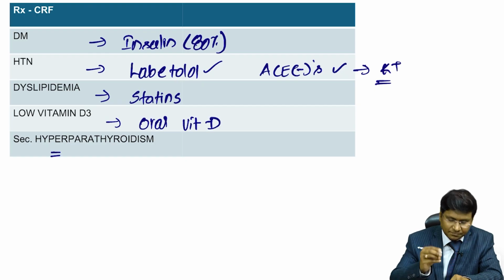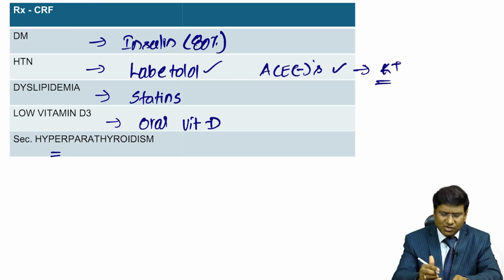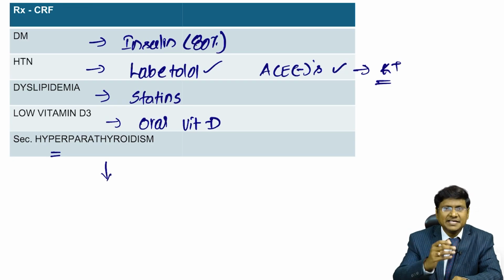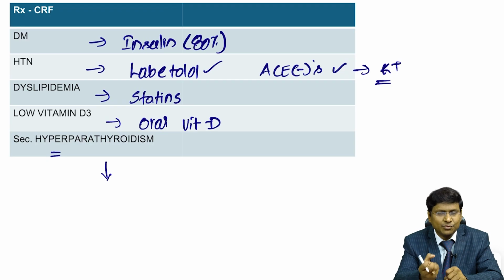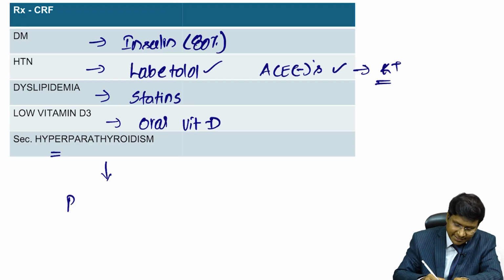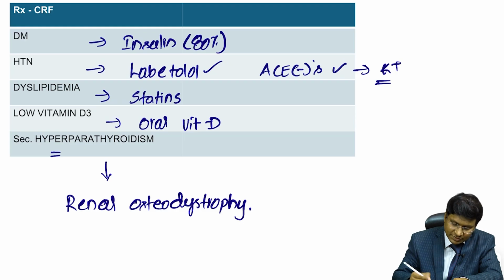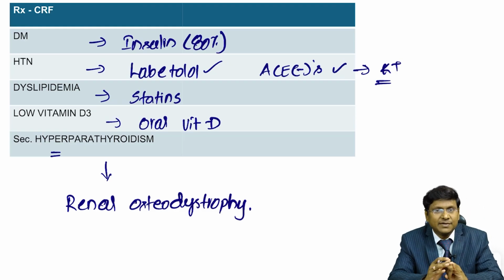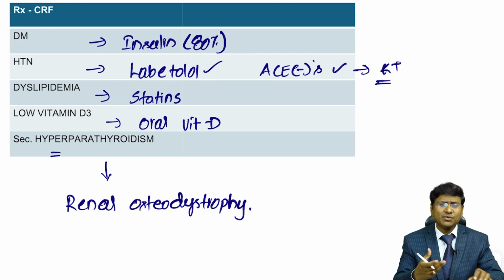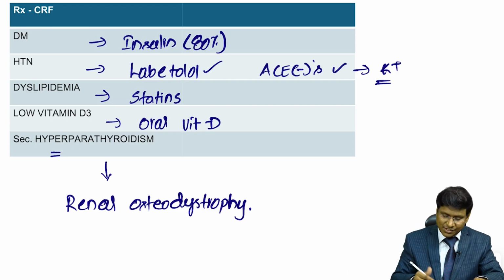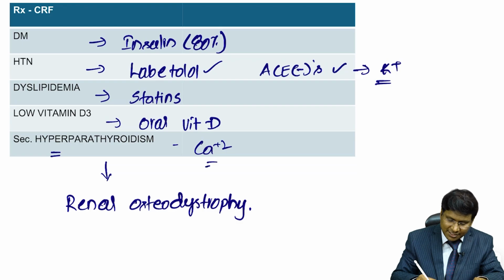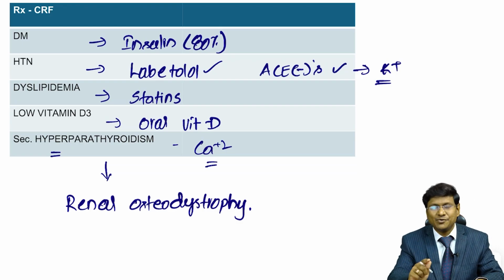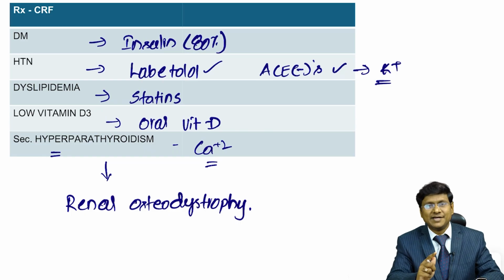Next is secondary hyperparathyroidism. Because of the hypocalcemia, there is an increase in parathormone secretion, and that increased parathormone will cause bone resorption, and that will result in renal osteodystrophy. In this renal osteodystrophy, the individual will have severe bone pain and pathological fractures. So what you need to give for secondary hyperparathyroidism is calcium supplementation. This calcium supplementation will correct the hypocalcemia, and thereby secondary hyperparathyroidism can be corrected.